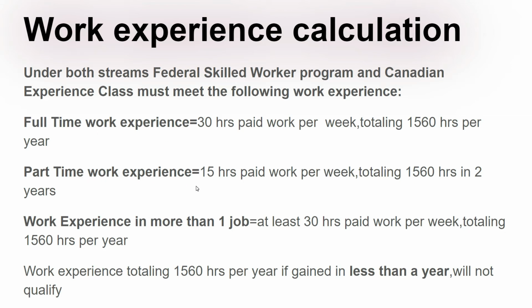And the part-time work experience is equal to 15 hours paid work per week, which will be total 1,560 hours in 2 years. Okay, because now you are working 15 hours in 1 week, so you need 2 years to complete these hours. And for 30 hours per week of paid work, you will get these hours in 1 year. So work experience in more than one job is equal to at least 30 hours paid work per week, which will be total 1,560 hours per year.